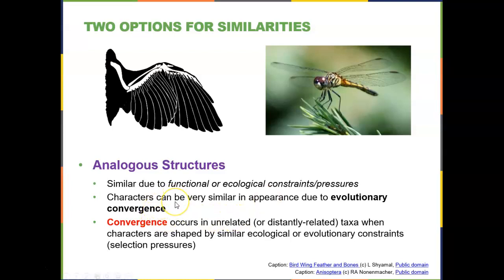So we see that due to evolutionary convergence, convergence is where you have taxa or groups of organisms that aren't related, but they develop similar structures because of their environment. So it was beneficial for birds to fly, and it was beneficial for insects to fly. So separate from one another, they both evolved wings in their species to adapt to their particular environments. But they do not have a close common ancestor.